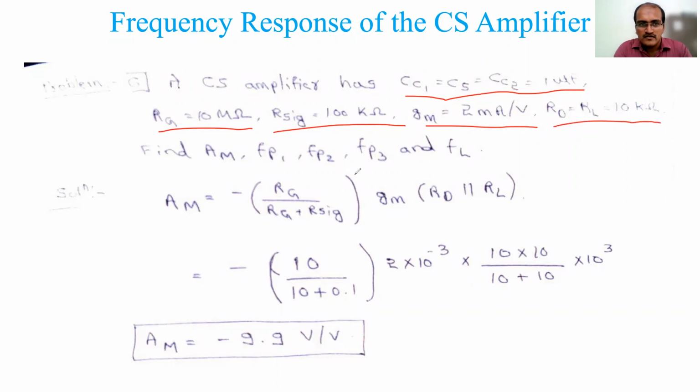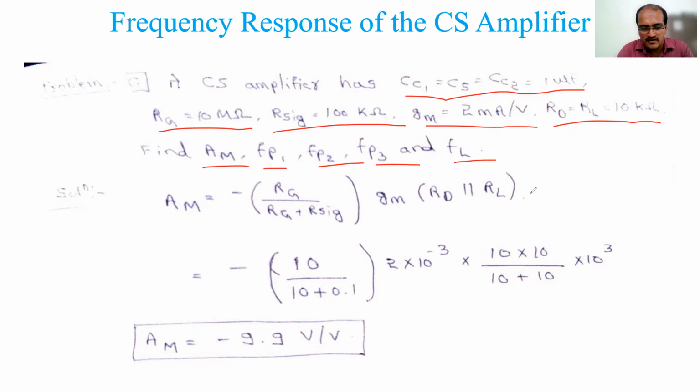Now what we need to find here is Am, the midband gain, then fE1, fE2, fE3 and fL. So fL and fE2 are the same, but you have to show it. First calculate fE2, and then say fL is fE2. First one, Am. What is the formula? Am equals minus RG by RG plus R signal, gm into RD parallel to RL parallel to RO.